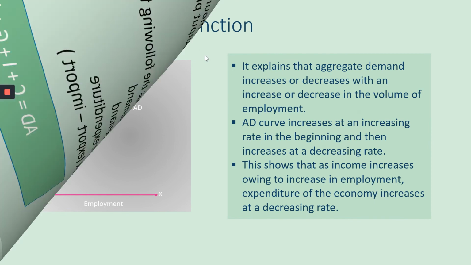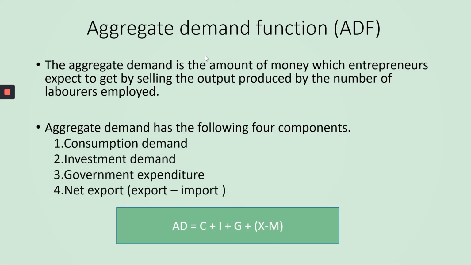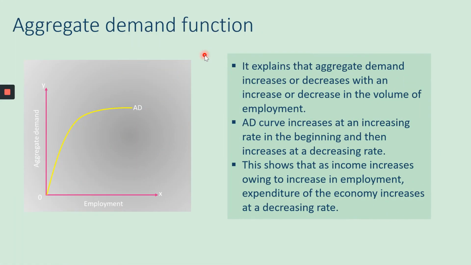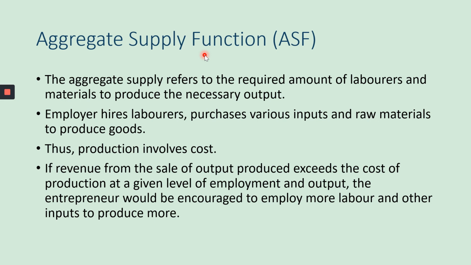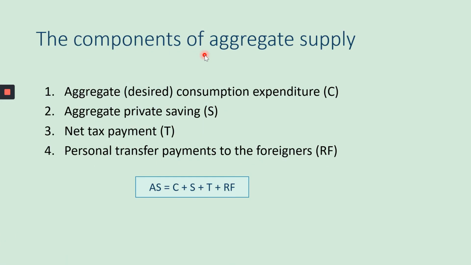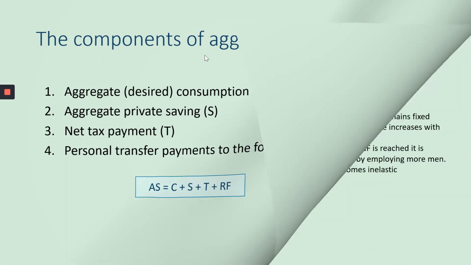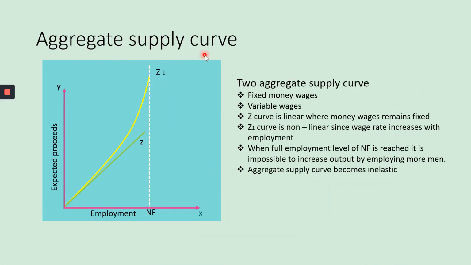First, we saw the aggregate demand function. Then we also saw the aggregate demand curve. Then we saw the aggregate supply function, the components of aggregate supply, then the aggregate supply curve. Hope you understood all these, girls.